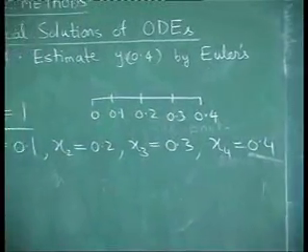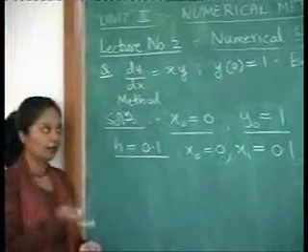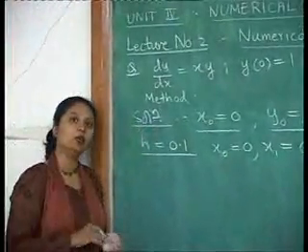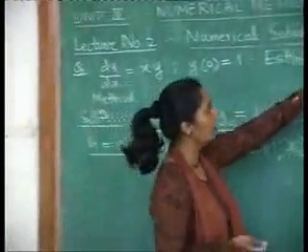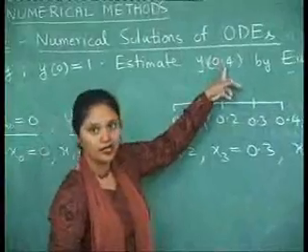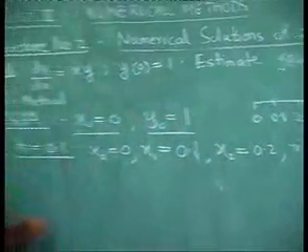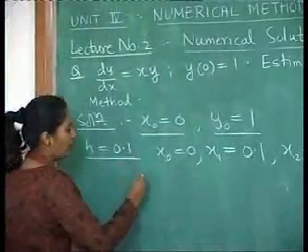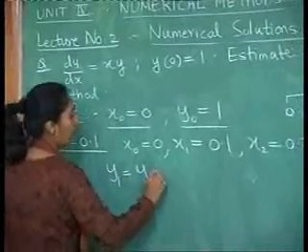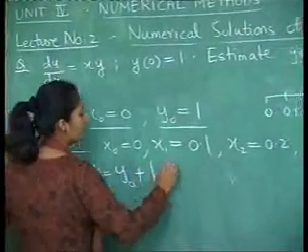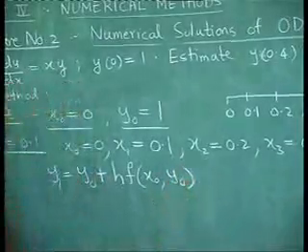In successive steps, I get the values of y1, y2, y3, y4. And I am interested in the value of y4. I want the value of the function at 0.4. That means I want y at x4, which I will denote by y4. So let's use Euler's formula. y1 is y0 plus h times f of x0, y0.